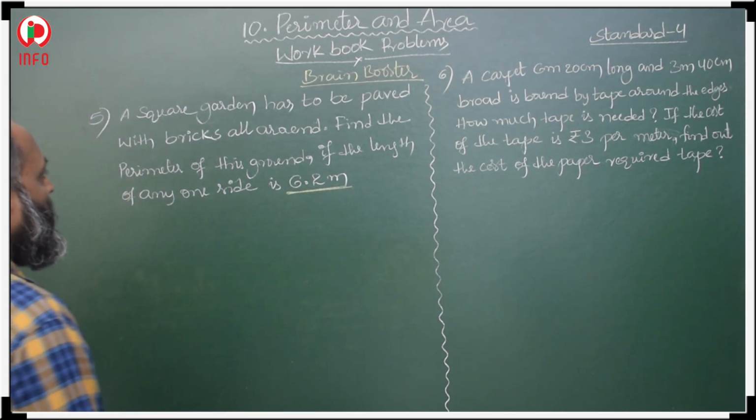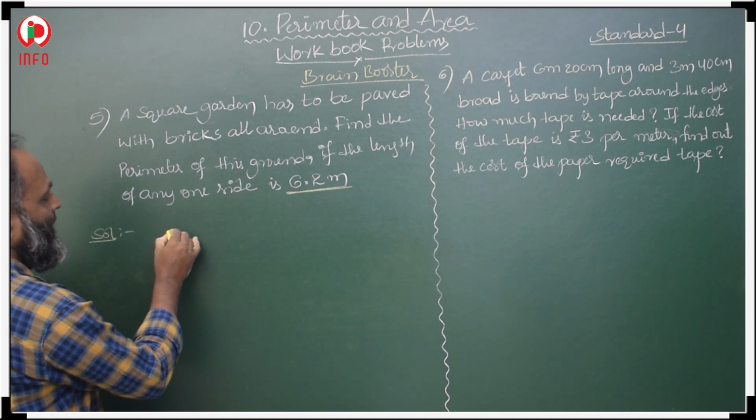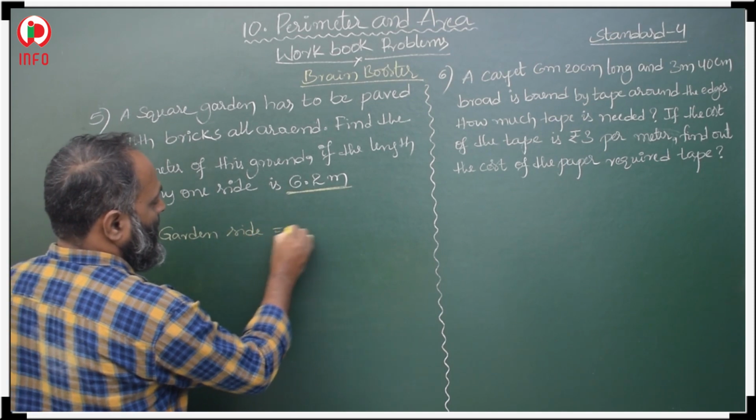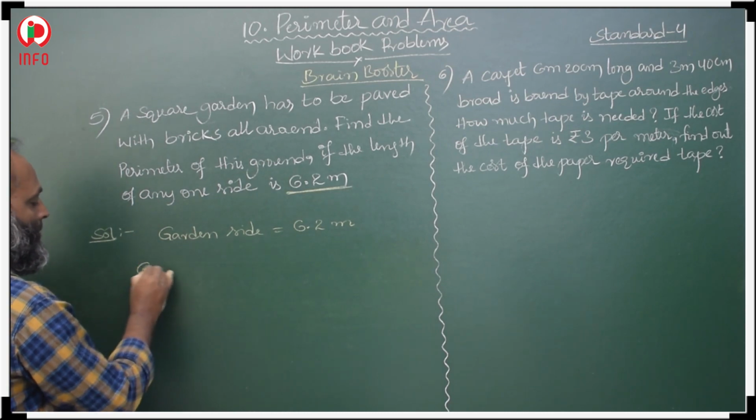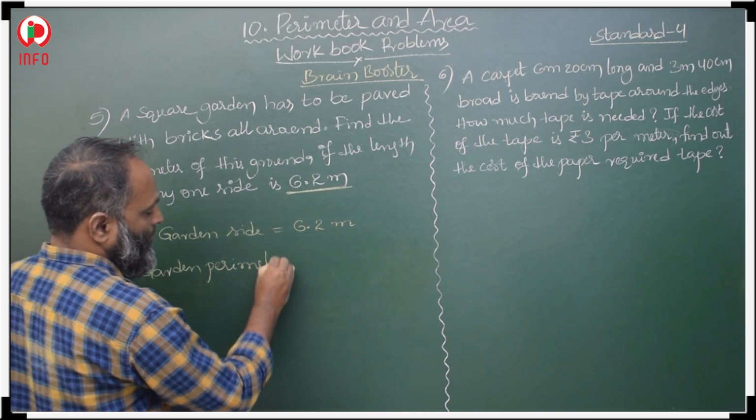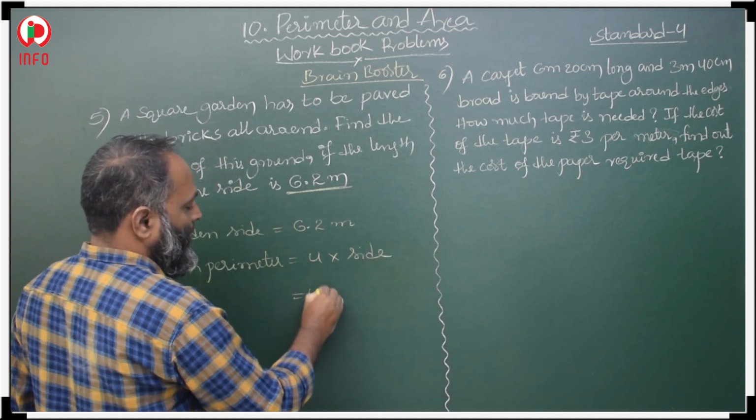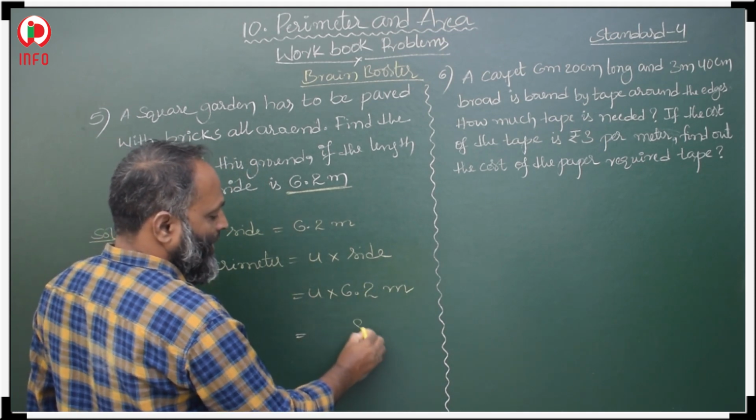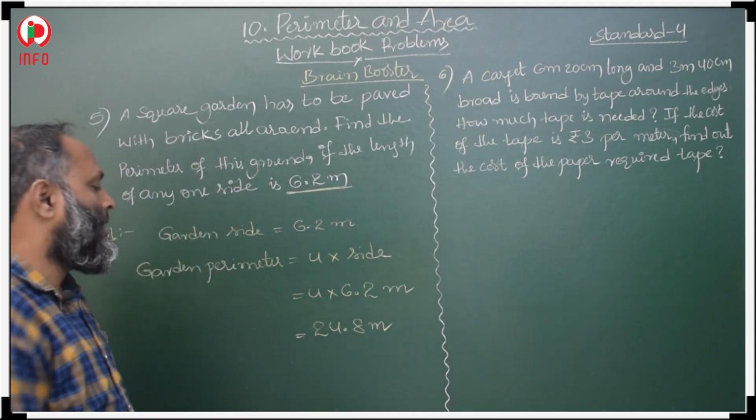Okay. Now here, what is given? Garden side is 6.2 meters. Then garden perimeter is 4 into side, that is 4 into 6.2 meters. Now multiply: 4 twos are 8, 4 sixes are 24, so 24.8 meters. This is the garden perimeter.